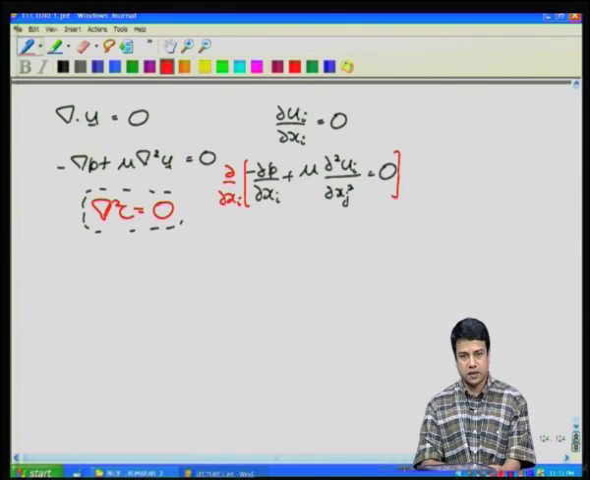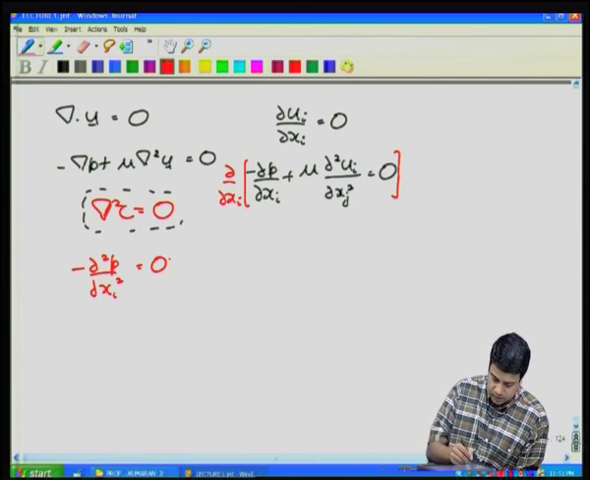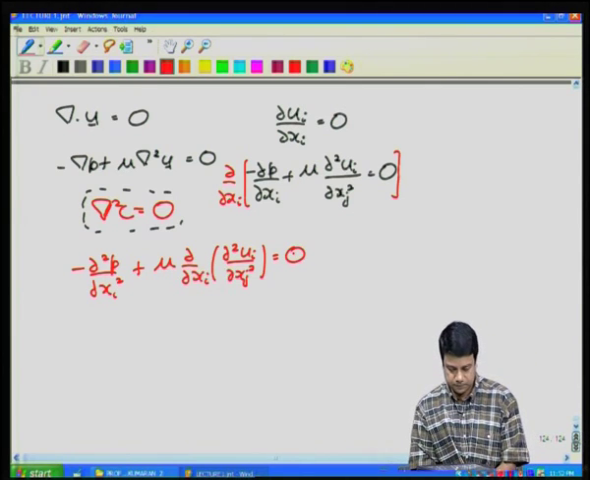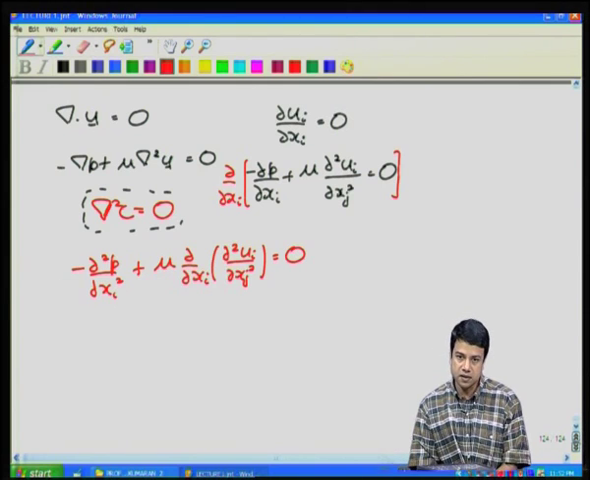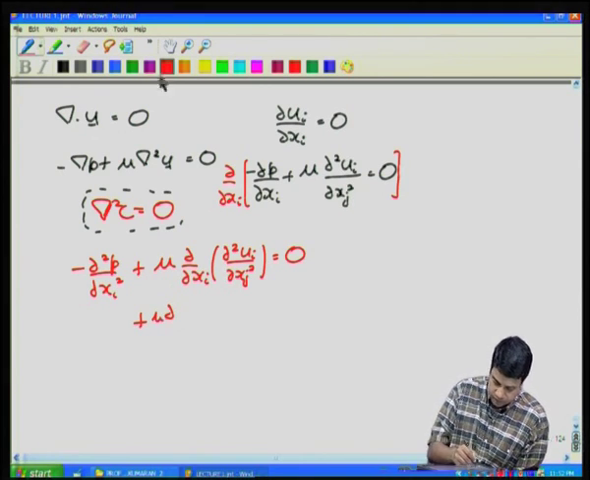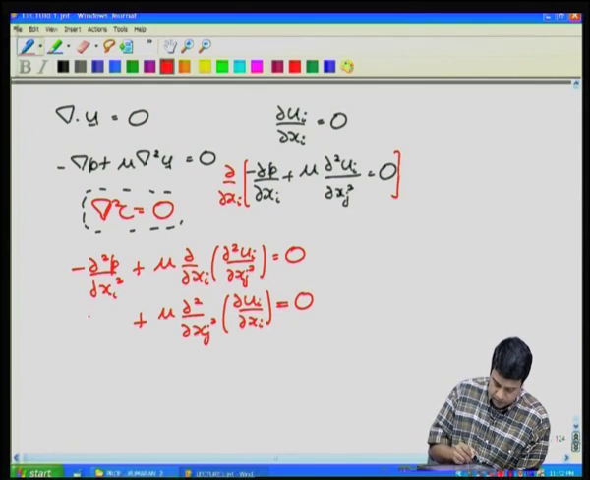If I take the divergence of this entire equation, what I get is minus partial square p by partial x_i square, is equal to 0. In this second term here, I can interchange the order of differentiation because the x's are all independent variables. So, I can write this equivalently as, is equal to 0. Then I have the first term here, which is the Laplacian of the pressure.